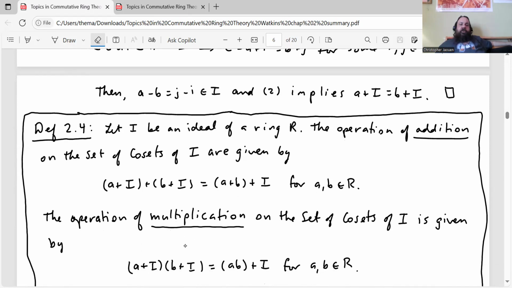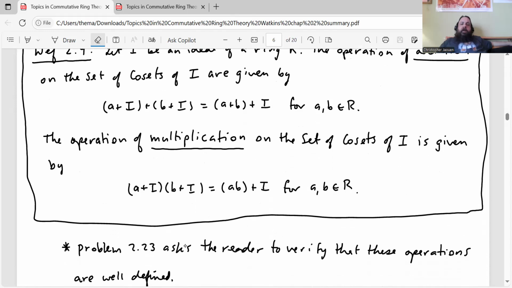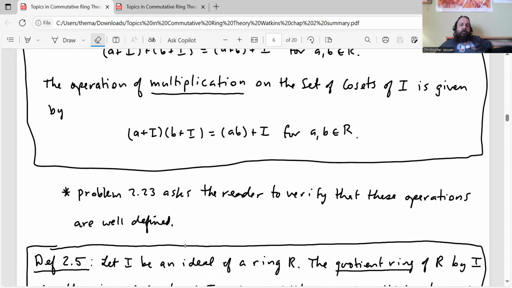Okay, definition 2.4. Now we get to the operations that we can perform on cosets, which will give us the ring structure of a quotient ring in a second. Let I be an ideal of a ring R, then the operation of addition on the set of cosets of I is given by this operation here. If you take A + I plus B + I, we define that to be A + B + I. And then the operation of multiplication is defined in a natural way as well. A + I times B + I is equal to AB + I for A, B in R.